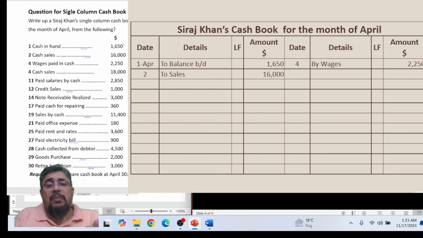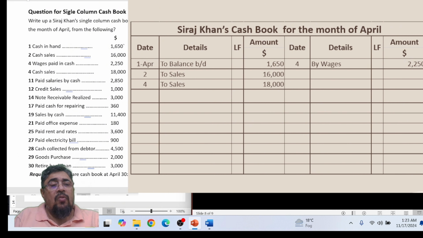So cash sales mean we are receiving the cash by sales. So here we will record on the debit side, 4th April, to sales, the amount is 18,000.